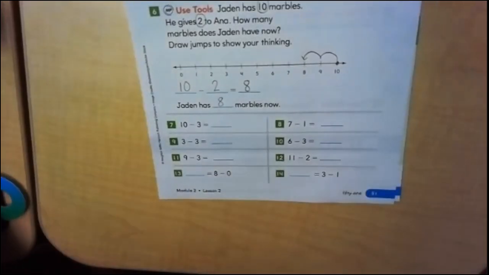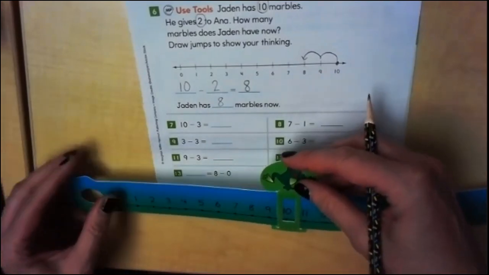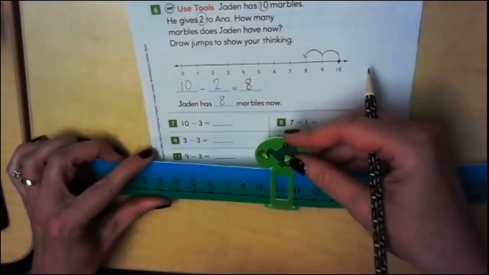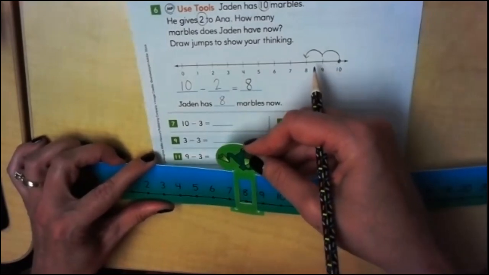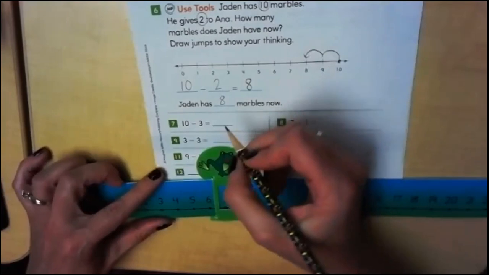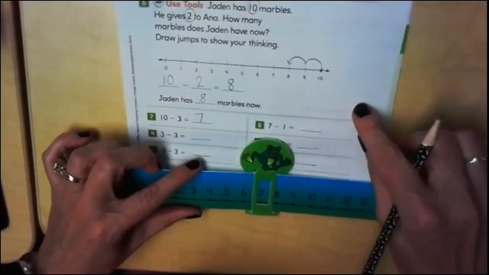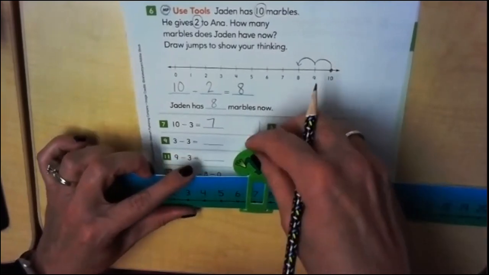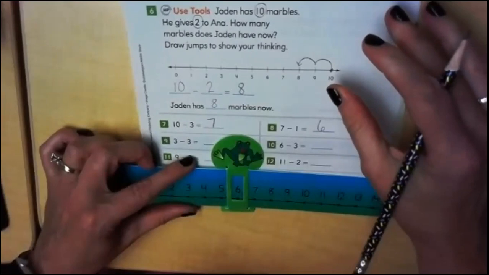Okay, now we're going to have some math facts. We're going to use this count back. We're going to start with 10 and jump back 3. Count back 3. 1, 2, 3. 10 minus 3 equals 7. All right. Ooh, we're already on 7. And we're going to count back 1. 7 minus 1 equals 6.